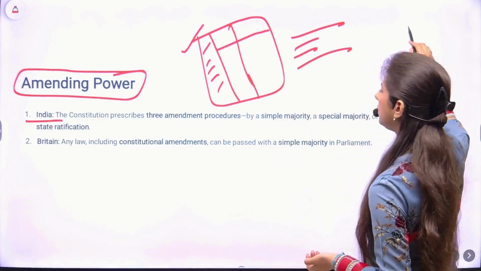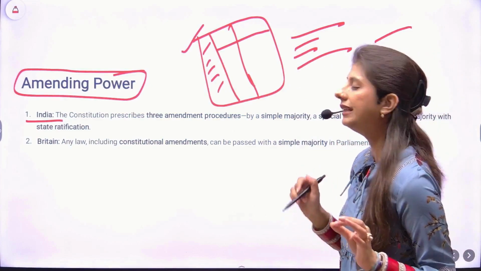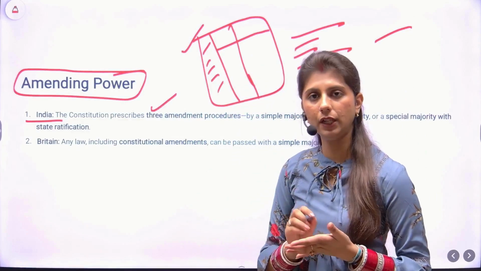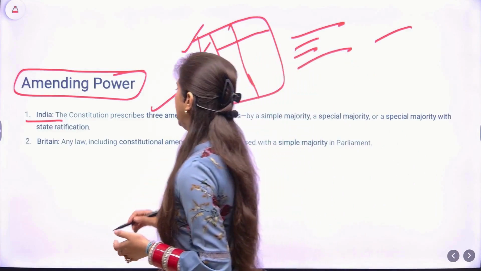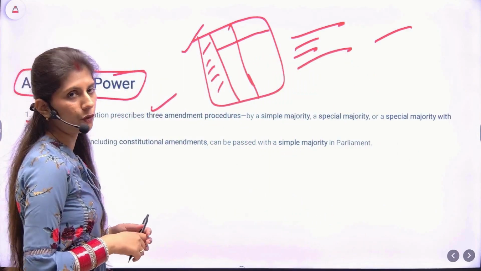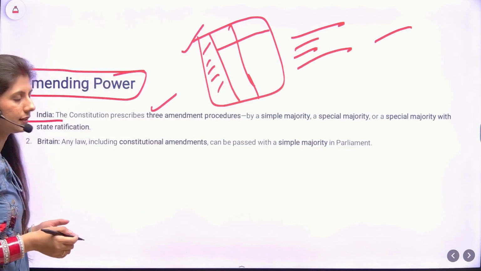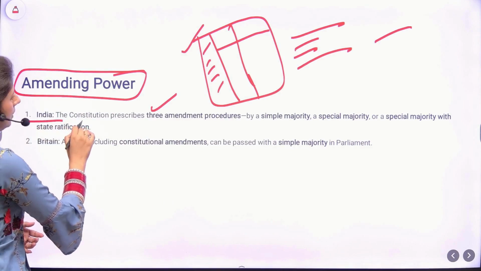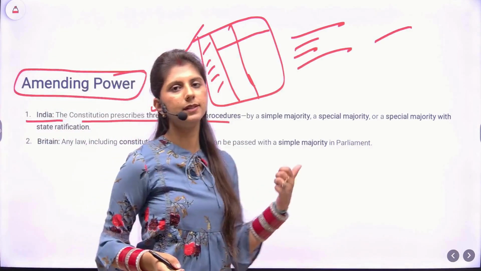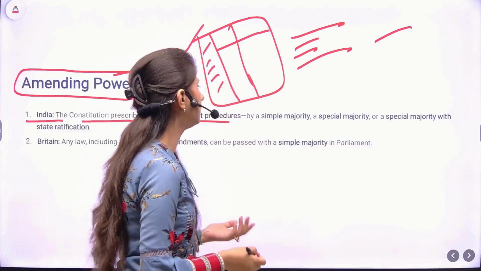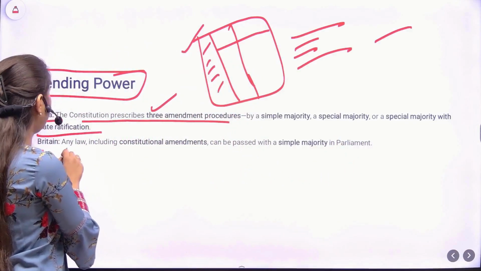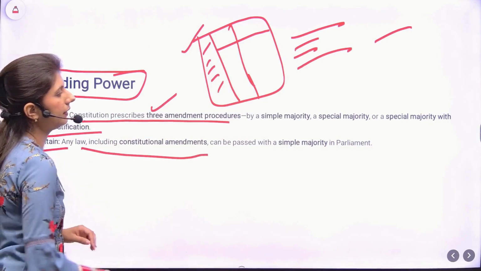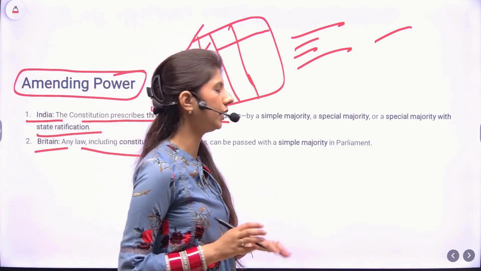Even a flowchart, or all the structures, are acceptable, but they need to be written clearly. Your handwriting needs to be legible and clear. I'll be telling some insights about the presentation of the answer after this point. So under amending power, in India, the Constitution prescribes 3 procedures: simple, special, and special with state ratification, and in Britain, any law, even a constitutional amendment, can be passed with a simple majority.